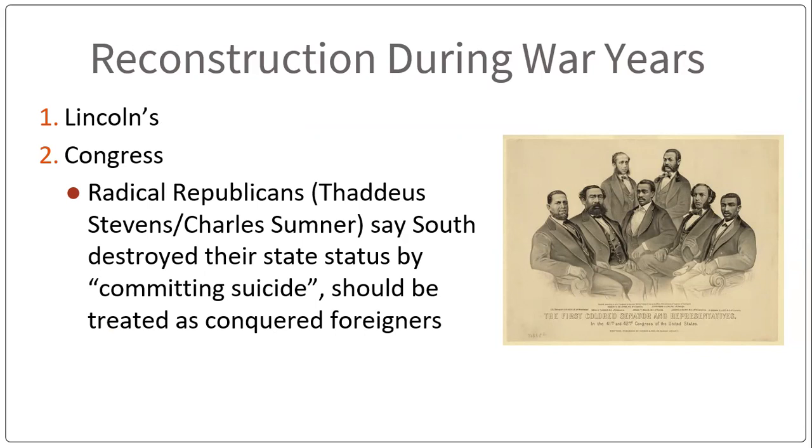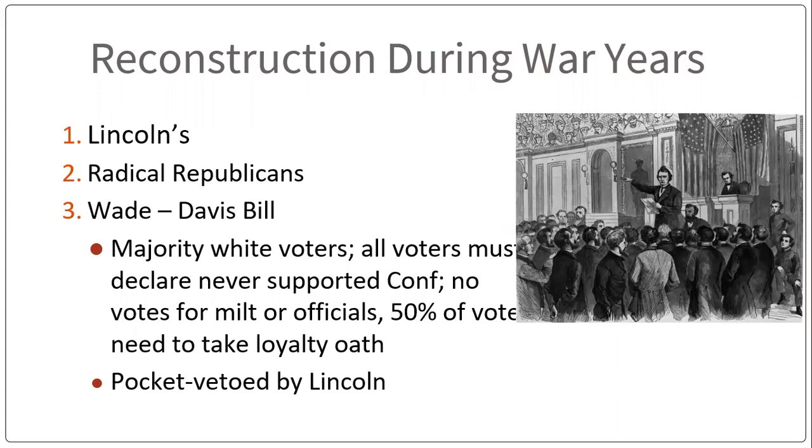A bit too extreme. And then we have the Wade-Davis bill. This would basically require a majority of white voters, and all voters must declare they never supported the Confederacy, with no votes for military or other officials. 50% of voters were needed to take the loyalty oath. Lincoln said this was a bit too extreme, so he pocket vetoed it. He just left it on his desk until the bill died.